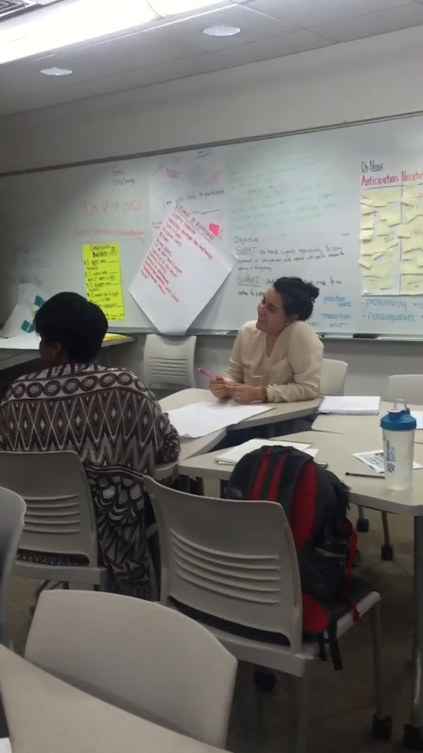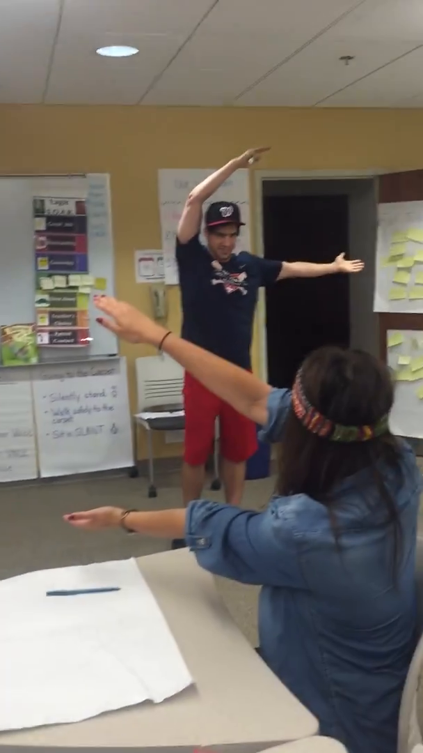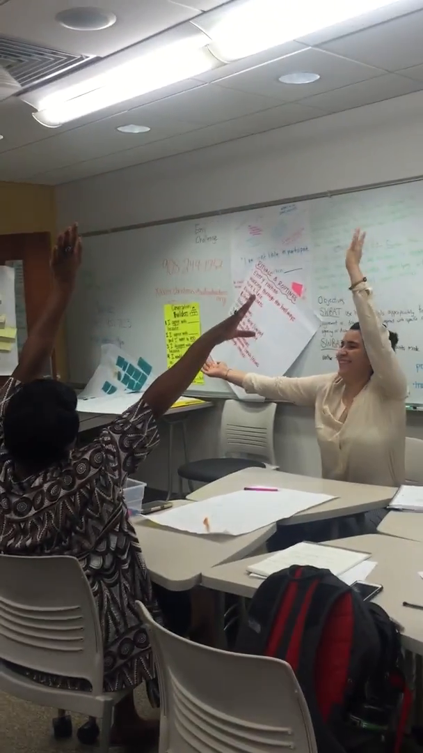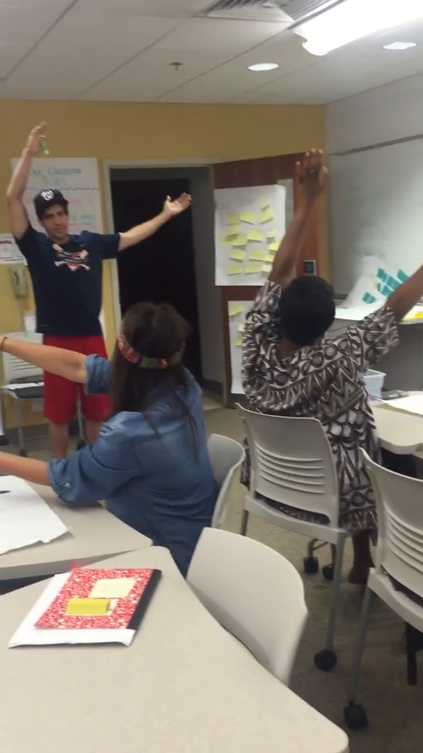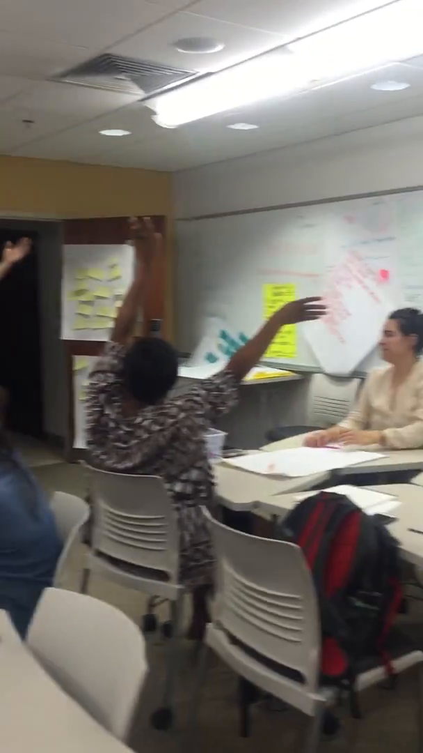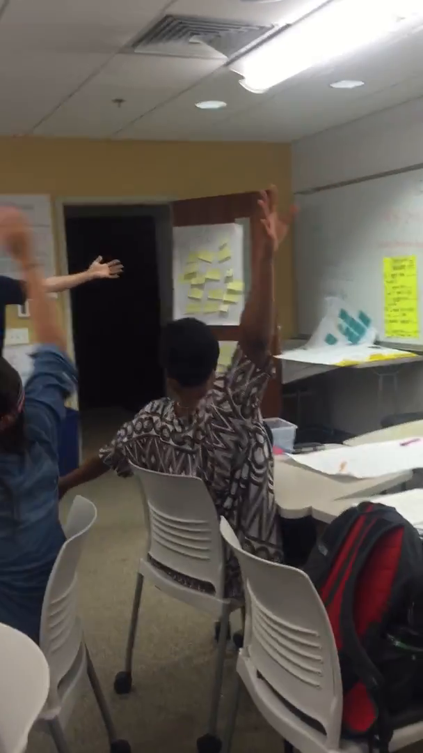How about an acute angle? Can we see what an acute angle would look like with your arms? And what did we say about acute angles? They're small. They're smaller than 90. And then there was one last one. Obtuse. Let's see obtuse with our arms. All right, that's great, guys.